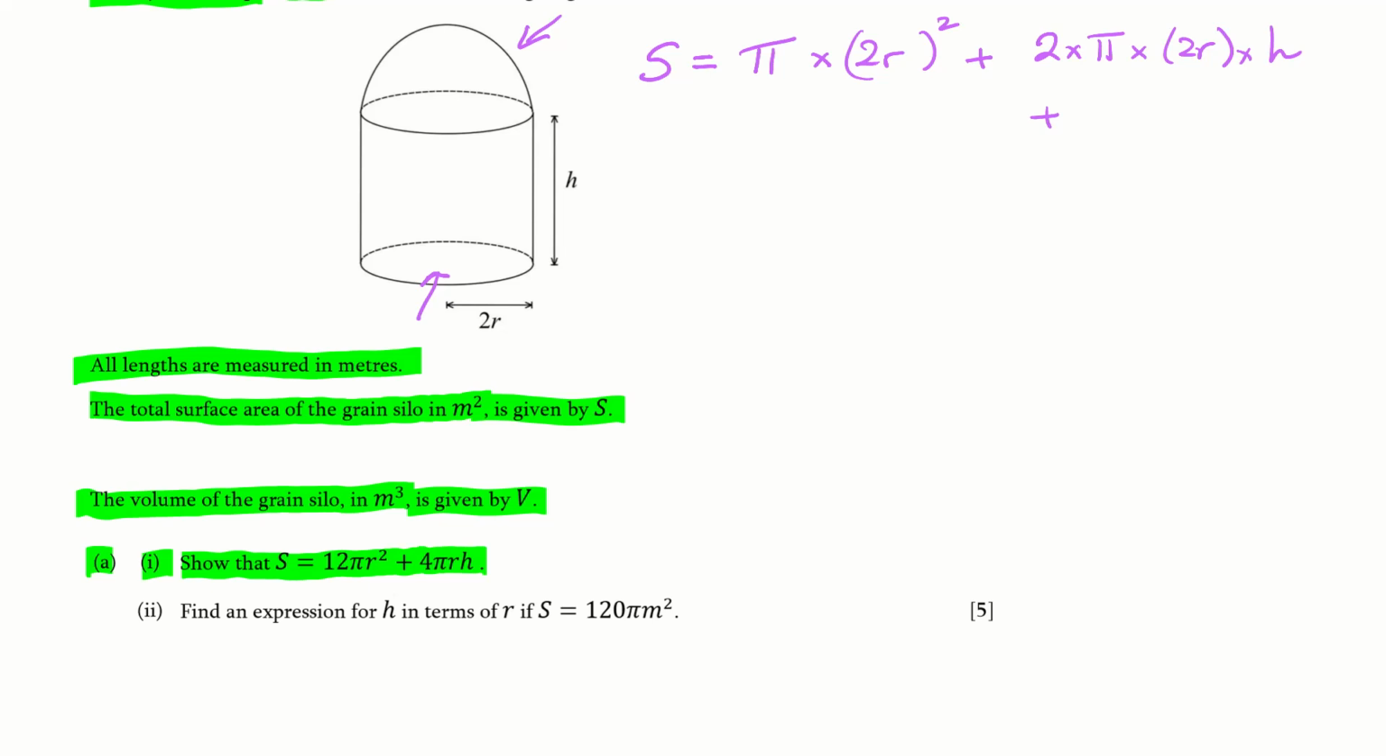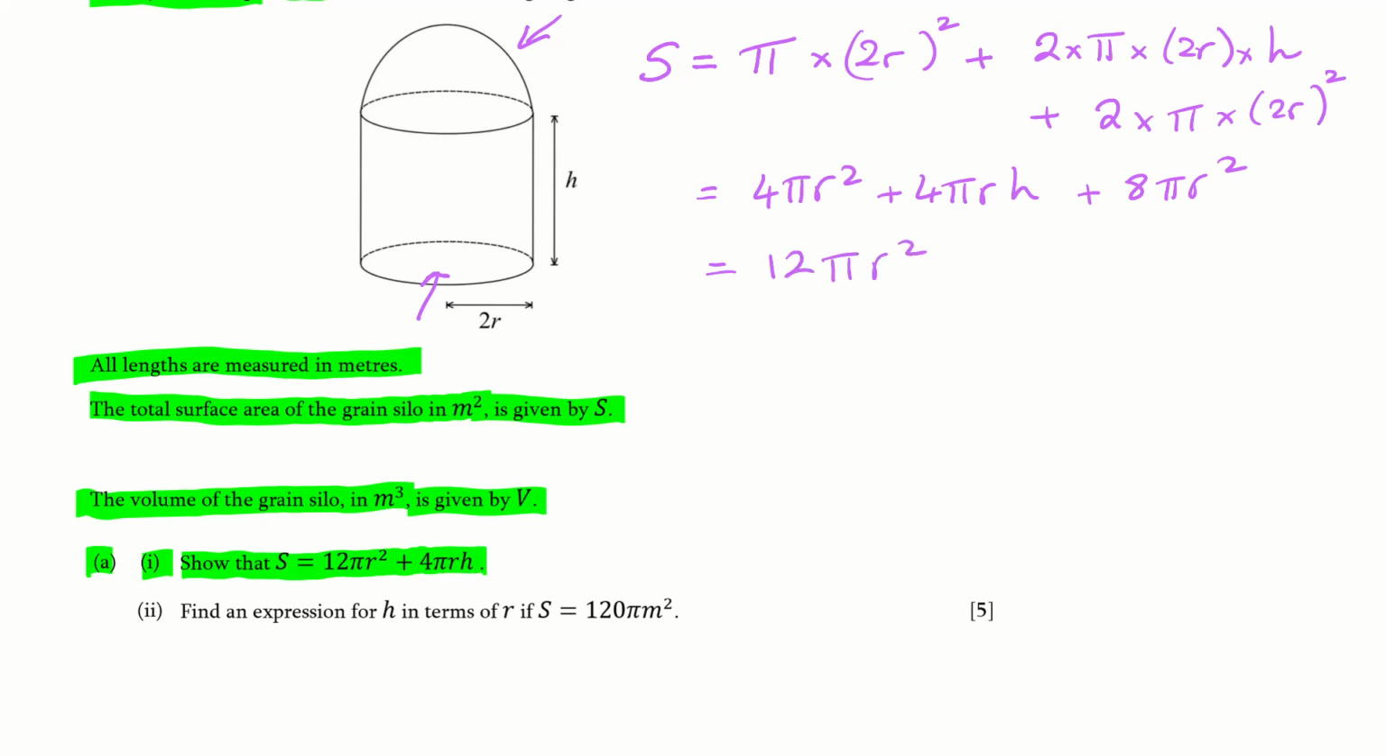The surface area of a sphere is 4 pi r squared, so for a hemisphere it's going to be 2 times pi times the radius, 2r squared. So that's going to give me 4 pi r squared plus 4 pi r h plus 8 pi r squared, which is 12 pi r squared plus 4 pi r h.